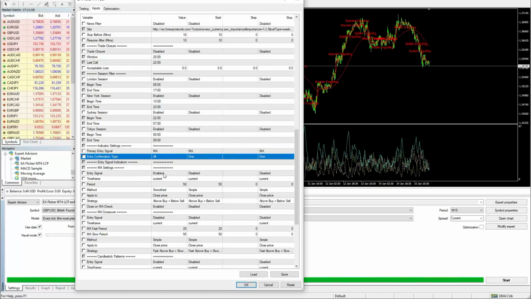Okay, MA, moving average. You know this. But I added something extra whereby you can have the EA check whether it closed on the MA line. So let's say you set smoothed 50. Do you want it to give an entry signal when the candle closes on the line, or only give that entry signal when the candle closes on the line? This is set to enable.